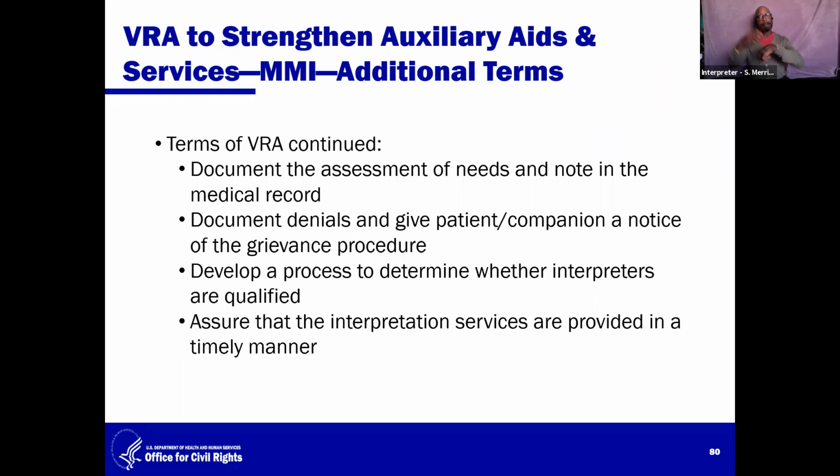Just to note about this facility, it was located in the same town as the Maryland School of the Deaf. So they had a fair amount of deaf patients and really should have been more familiar with the unique challenges that individuals who are deaf or hard of hearing face and how to best communicate with them.